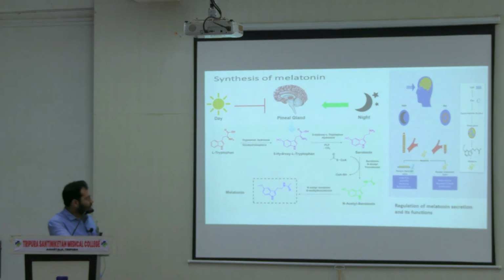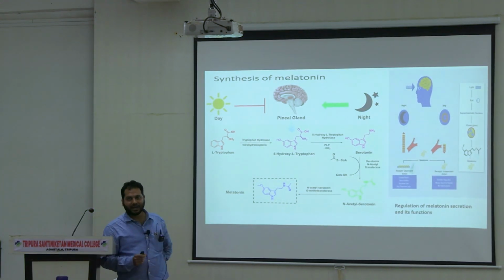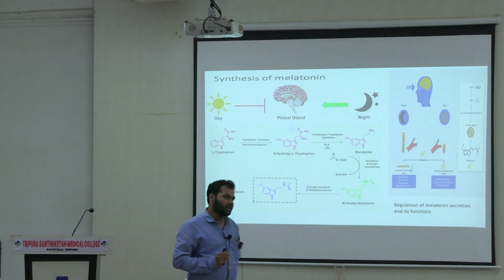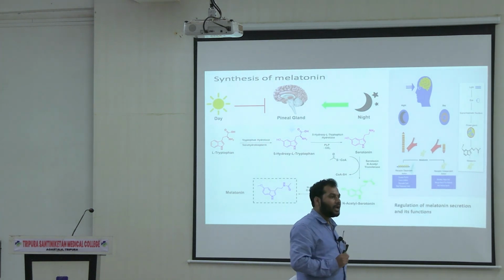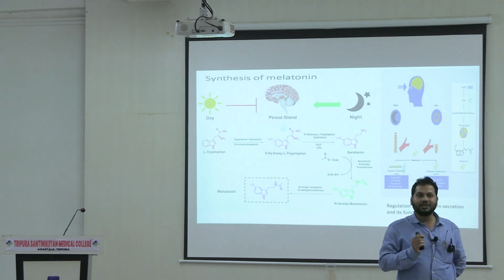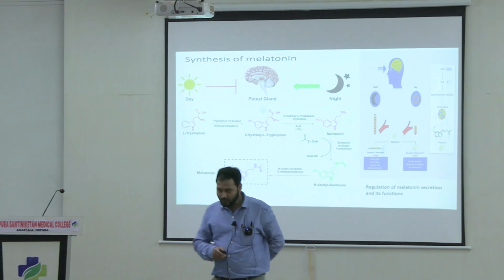So here in this flow chart, what I've actually explained is what the initial substrate for melatonin hormone synthesis is, what the most important enzymes involved are, what the intermediates produced are, and what the conditions are that influence melatonin hormone synthesis.